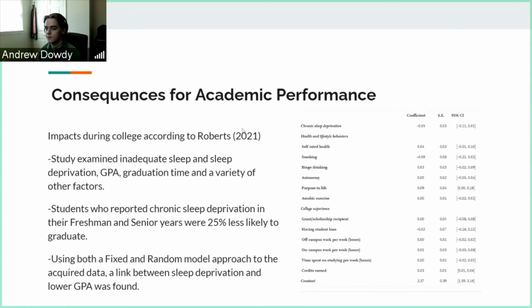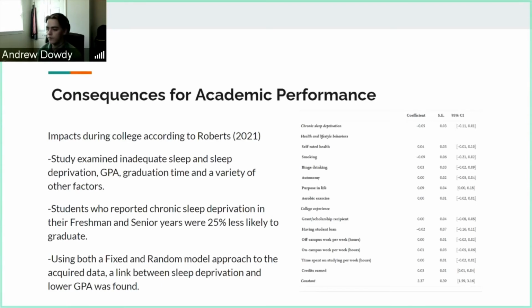I then also looked into a study during college. Roberts 2021 took a very statistical approach and acquired a large amount of data from across the country and examined a large selection of variables to try and model the effects of sleep deprivation on GPA and graduation, while making sure that this was more significant than confounding variables. See on the right some of the data from one of the models they used.